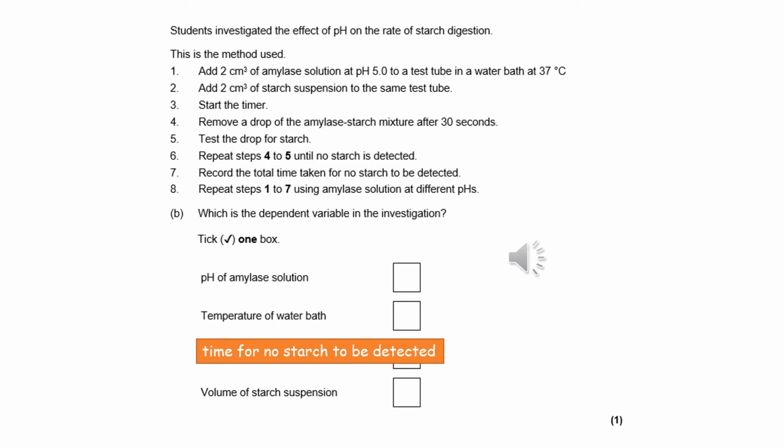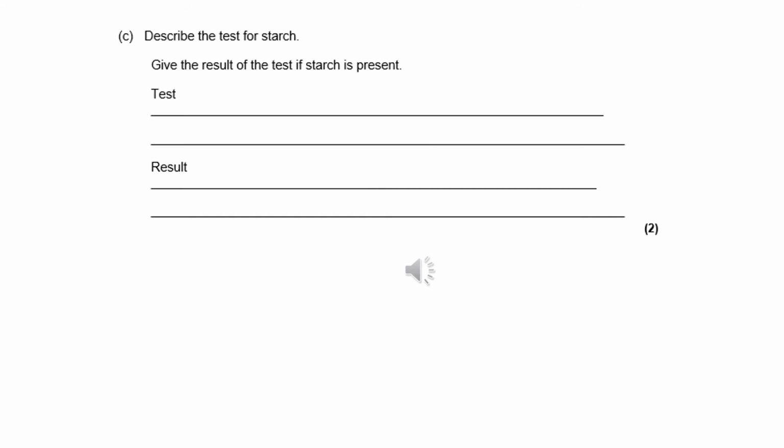Which is a dependent variable in the investigation? Tick one box. Pause the video and have a go at the answer. The answer is the time taken for no starch to be detected.